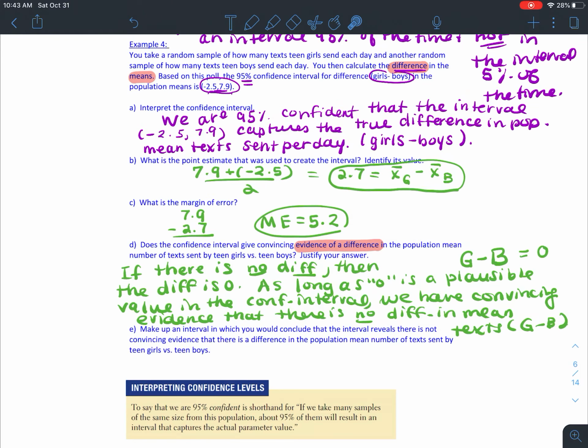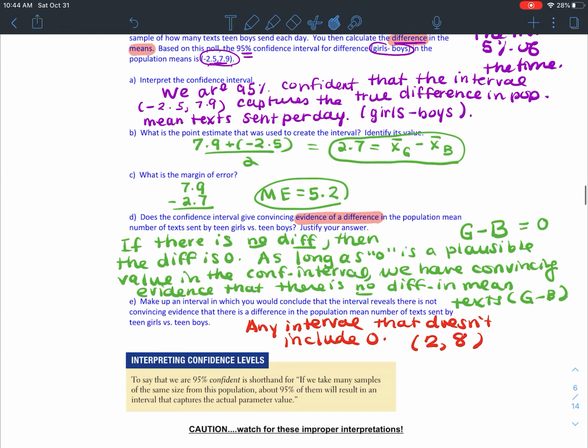Okay. So they're asking us in Part E to make up an interval in which you would conclude that the interval reveals that there is not convincing evidence that there is a difference in the population mean number of texts sent by teen girls versus teen boys. And as long as you create any interval that doesn't include a 0 in it, you're fine. Okay, so I'm just going to create an interval from 2 to 8. You'll notice 0 is not a plausible value, so that means that I would conclude then for this that this would be convincing evidence that there has to be a difference because 0 wasn't even a plausible value.